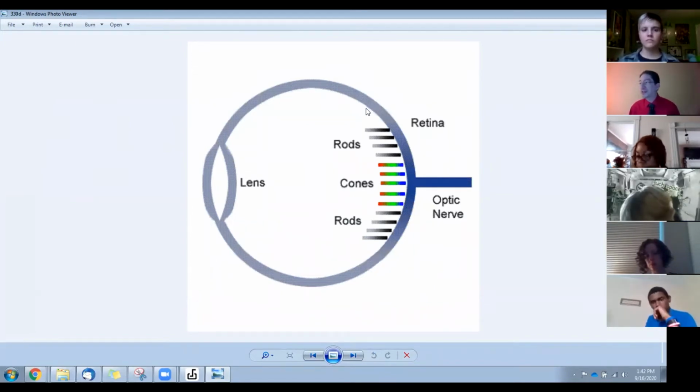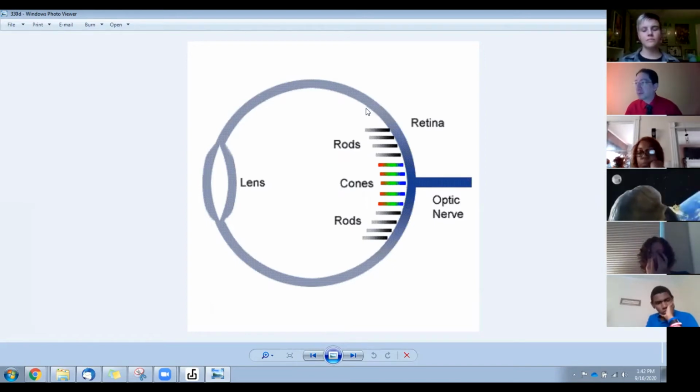Exactly. So the human eye has cones and rods. Cones are color sensitive. That's the red, green, blue sensors. And those are in the middle of the eye. And then all surrounding that, you have the rods. And the rods are more sensitive. If you're in the lab course, you've experienced this.